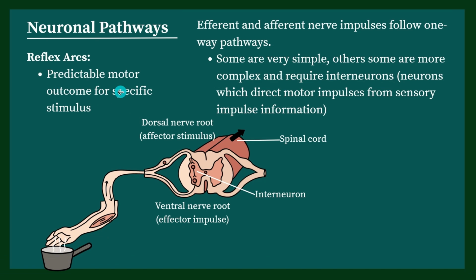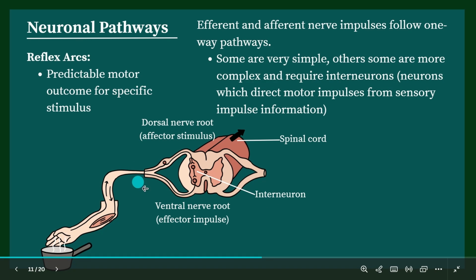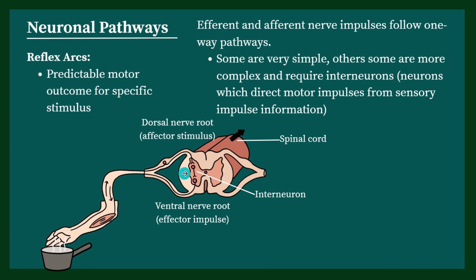So a reflex arc is a predictable motor outcome for a specific stimulus. The interneuron has a program: this is what we do when this stimulus happens. And those are created when we're babies or over time. So things become reflexive, what we call motor memory. That's all coming from the spinal cord.